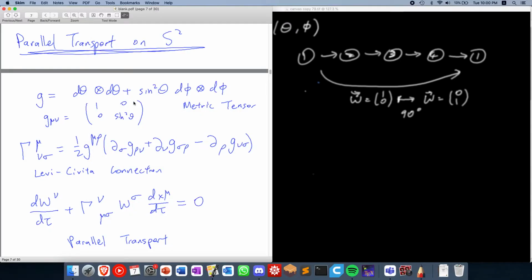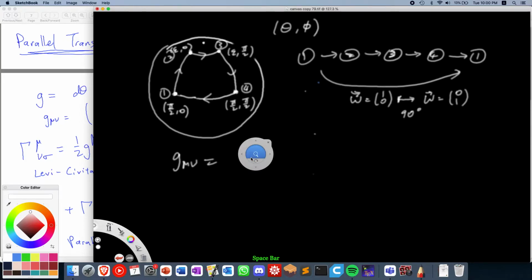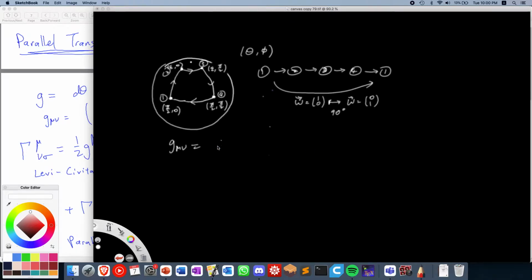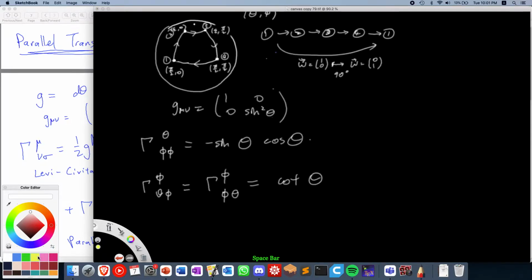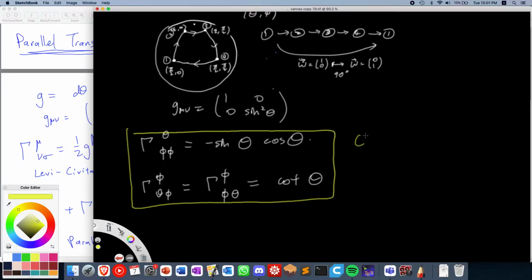So where do we begin? We're already given the metric, which is 1, sine squared theta. So we just go ahead and calculate the Christoffel symbols. I won't be calculating them in detail in this video because it's just a straightforward application of this formula, and you can use Mathematica or any symbolic software to calculate it, but in the end you should get 3 non-zero Christoffel symbols. These are the Christoffel symbols from this metric on the two-sphere.